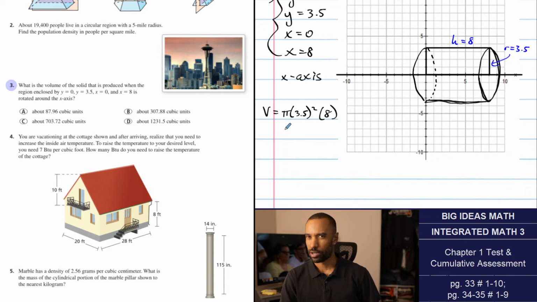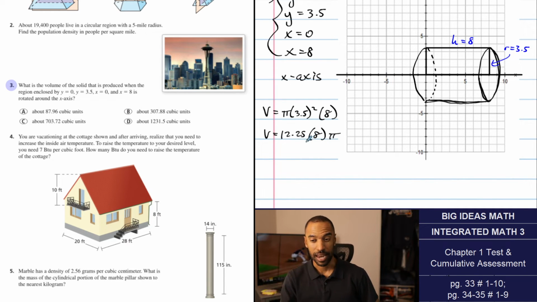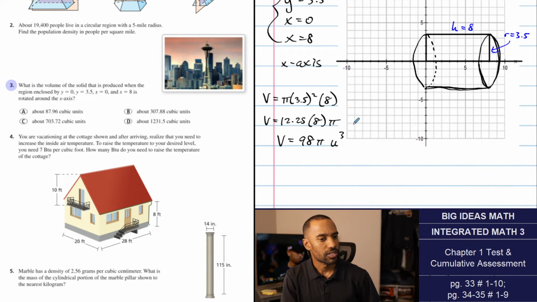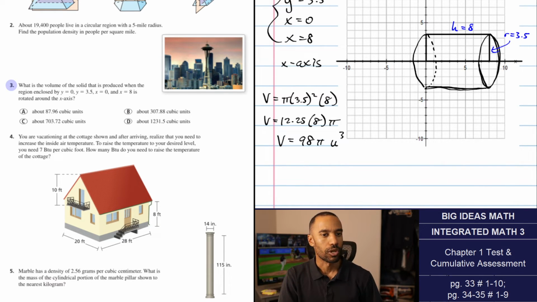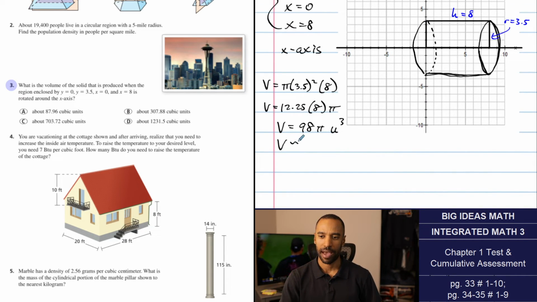Now, 3.5 squared is 12.25. And 12.25 times 8, and there's pi still. 1, 2, 3, 4. Got 98 pi cubic units. I keep saying squared. Cubic units, and we have to round that. If I'm going to guess, it's probably going to be B. So let me try and do 98 pi on my calculator there. 307.876, 307.88.